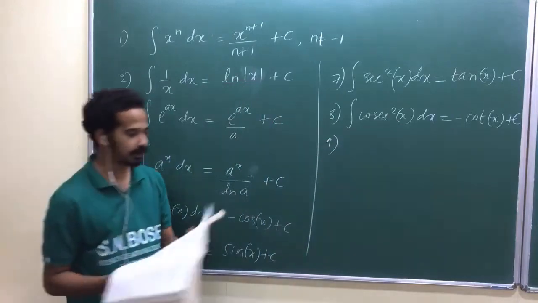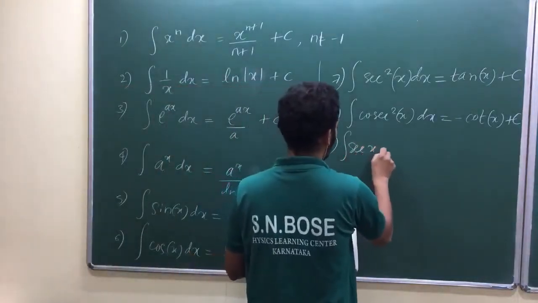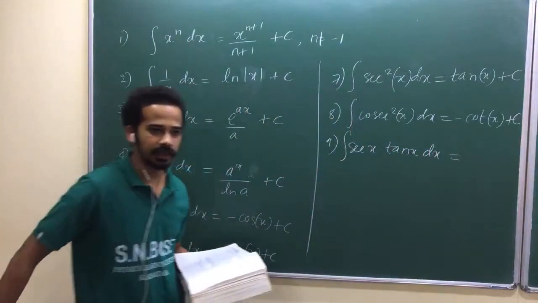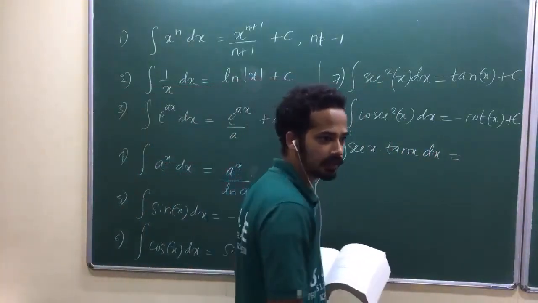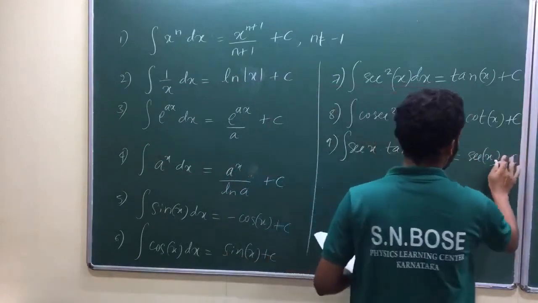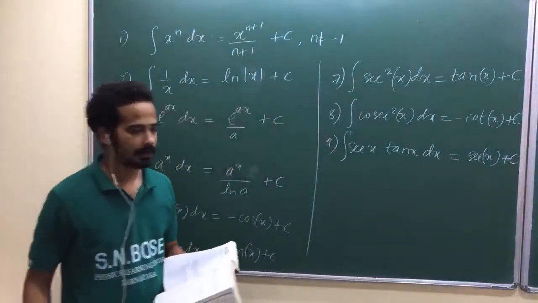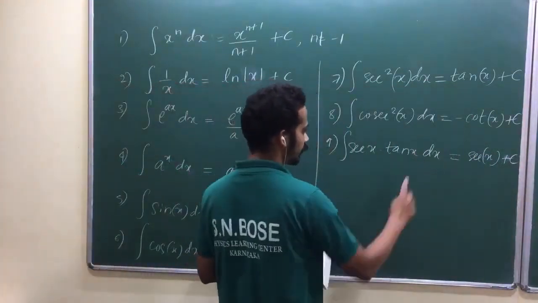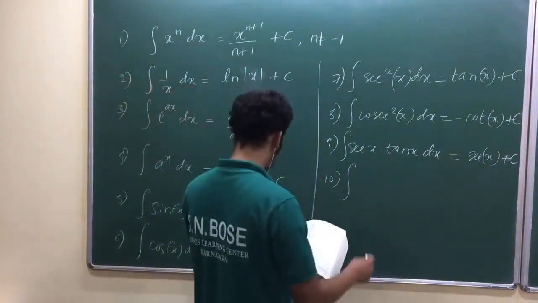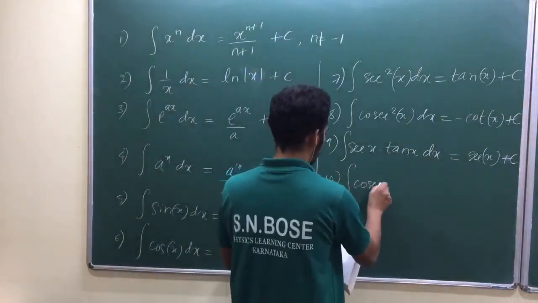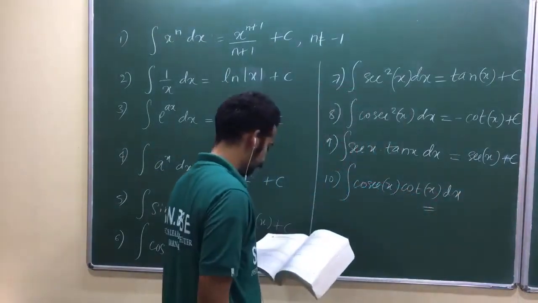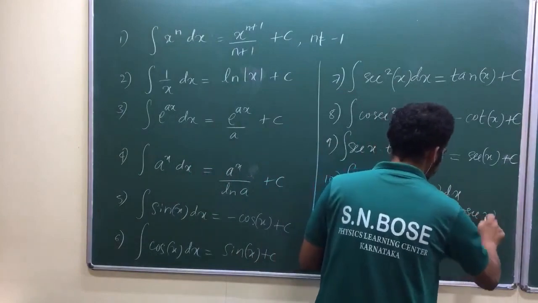Secant square, cosecant square, secant x into tan x. Integral of secant x into tan x dx. Am I right? Differentiation of secant x is secant x into tan x. That's why integration of secant x into tan x is secant x plus c. Similarly, integration as an inverse process of differentiation, that's what we are thinking. So integration of cosecant x into cot x is equal to minus cosecant x plus c.